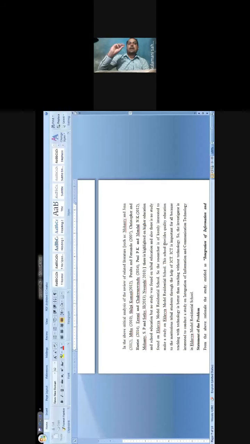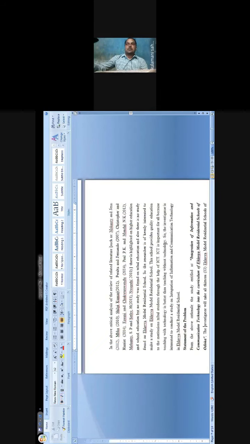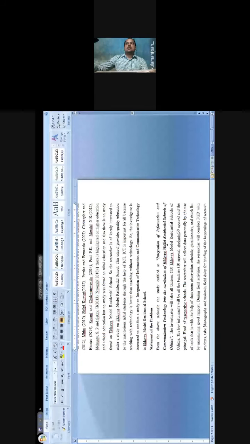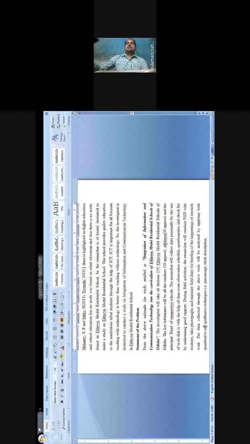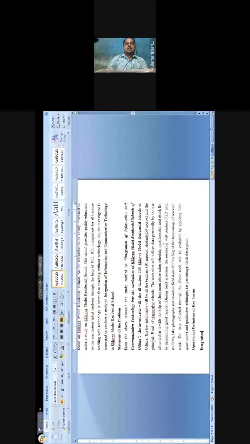So starting from the conceptual part, through reviews, highlighting the research gap, you have to justify why you have opted, selected, chosen this topic for investigation. After the rationale, now there is the statement of the problem. Let's see how it is stated. From the above rationale of the study entitled, now the topic is entitled as area.